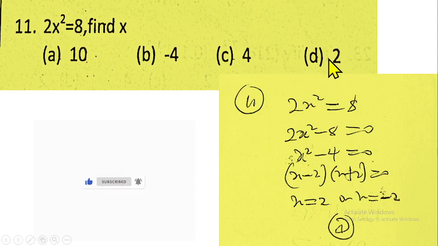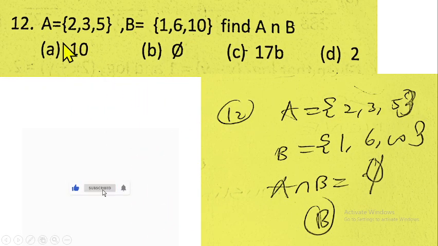Option D is the correct option. Question number 12 is on sets. You have set A, having 2, 3, and 5 as the elements, and set B: 1, 6, 10.